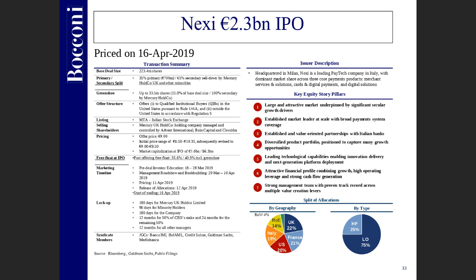Let's walk through the typical features of the offer. The base deal was 223 million shares. So you remember when we explained in the first place the green shoe, we said 100 is base and 15 is green shoe. In this case, the 100 is 223 million shares. And the offer was 35% primary, so a capital increase into Nexi, and 65% was secondary shares sold by the private equity. Green shoe, 15% of the base deal size, all secondary shares.